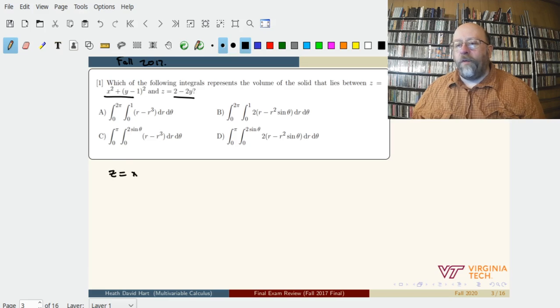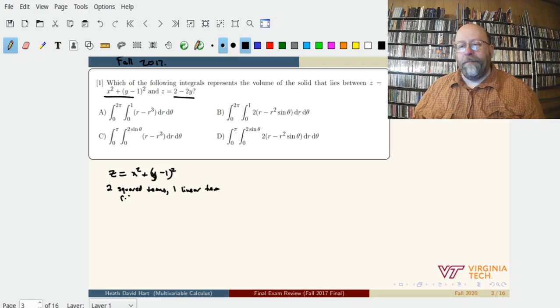This is z equals x squared plus (y minus 1) squared. Two of the terms are squared, one of them is not. One is linear. And the square terms have the same sign. And so this is an elliptic paraboloid. This is something from the early part of the semester. The vertex is at (0, 1, 0), and it opens in the z direction.